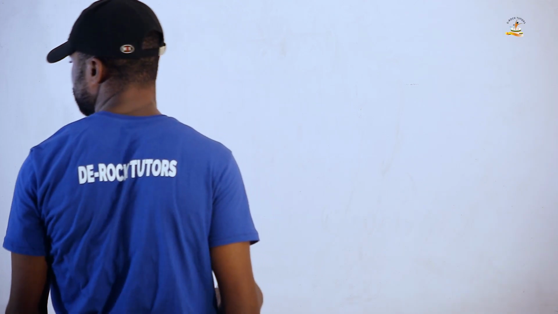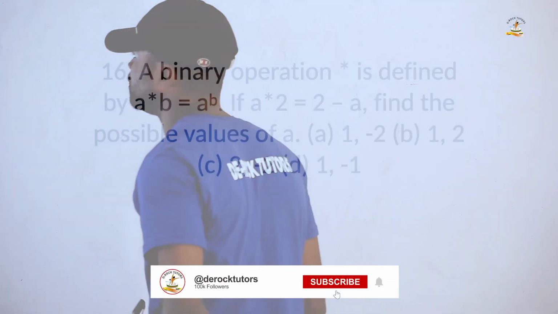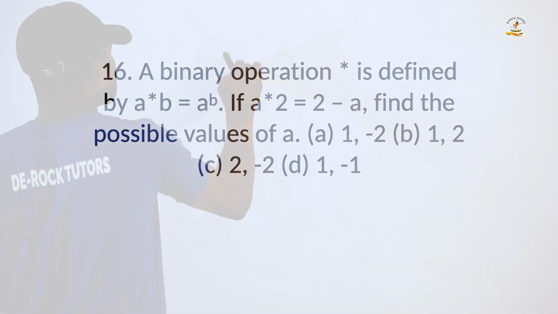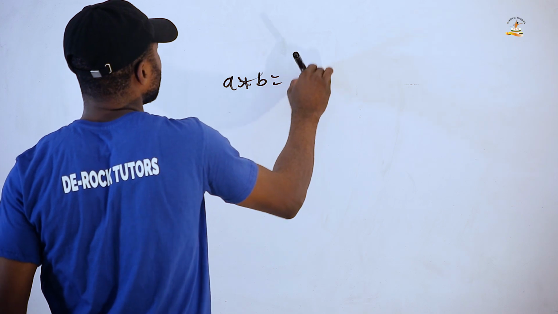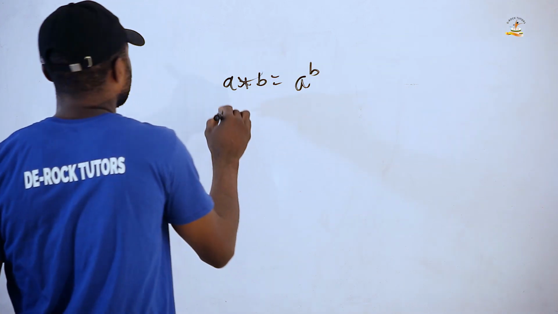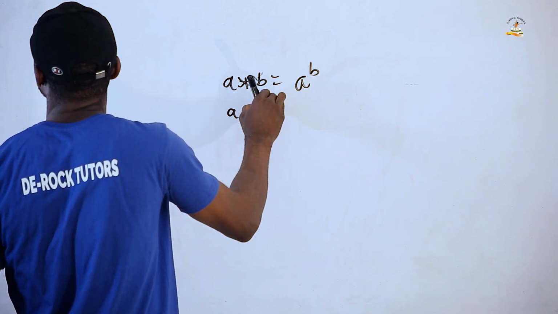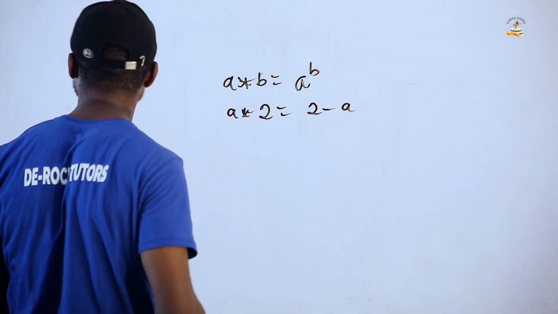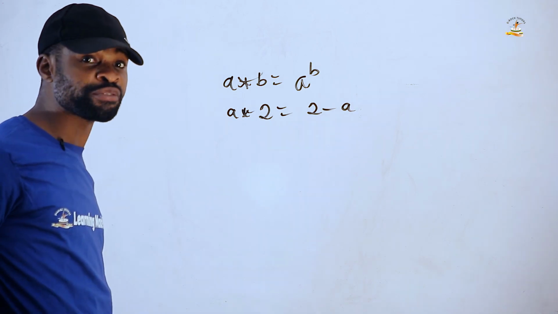The next question is question number 16. A binary operation A asterisk B is equal to A raised to power B. Then if A asterisk 2 is equal to 2 minus A, we are required to find the possible values of A.